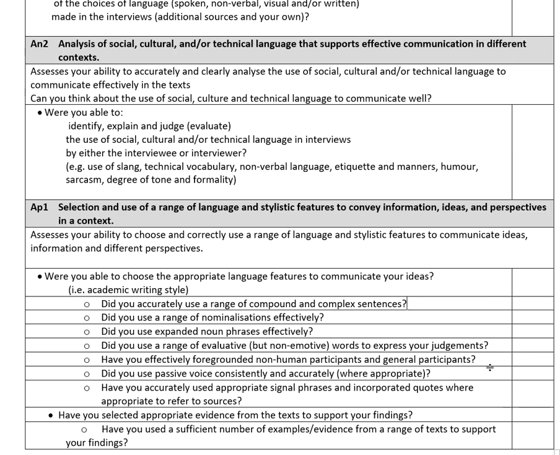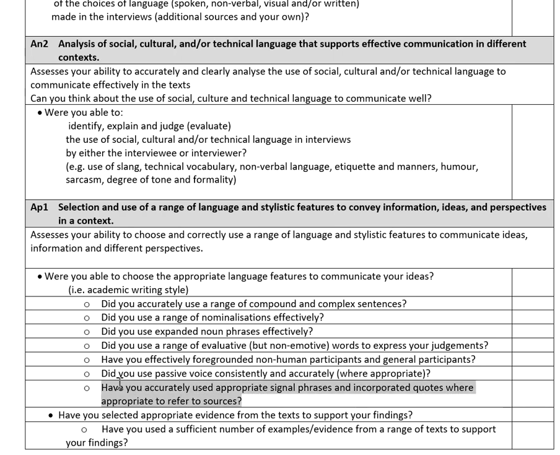Have you effectively foregrounded non-human participants and general participants? Did you use the passive voice consistently and accurately where appropriate? And you do have to be a little careful with the passive voice. We are going to talk about this very carefully because we don't want to overuse it. So normally in English we use the active voice. For this particular report, in some places we will use passive, but don't use it commonly in normal day-to-day English because it's not commonly used.